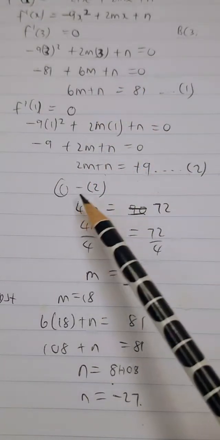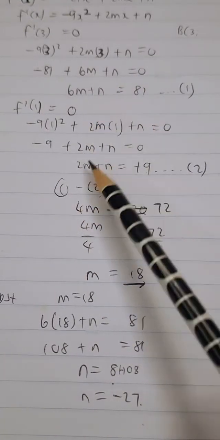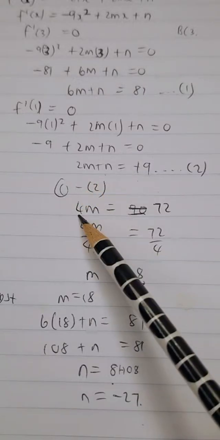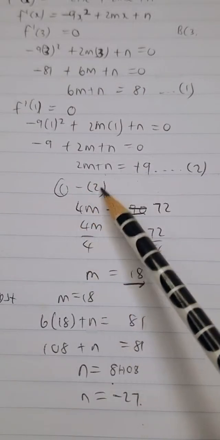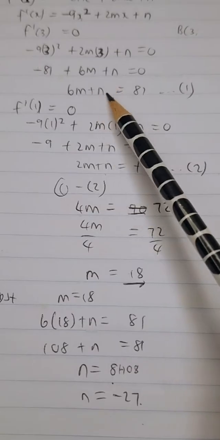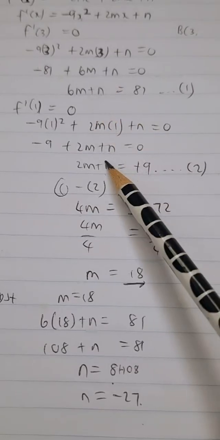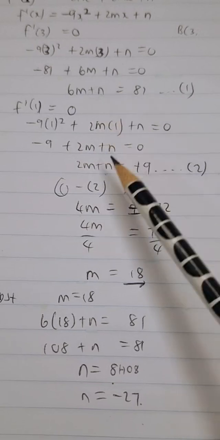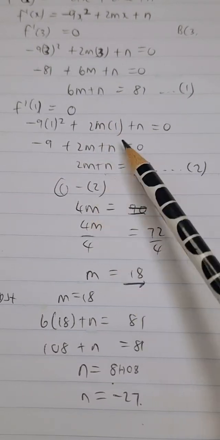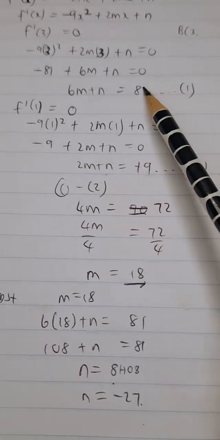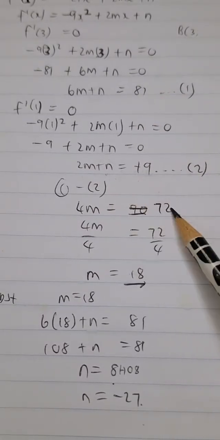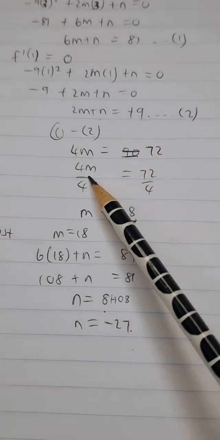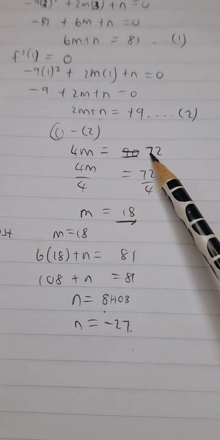So if we take equation 1 and subtract equation 2, 6m minus 2m gives us 4m. The reason why I'm subtracting is because I can see that the variable n is positive here and is also positive there, so a subtraction of the two n's will lead to 0. Then we have 81 minus 9, which gives us 72. We then have 4m is equal to 72.